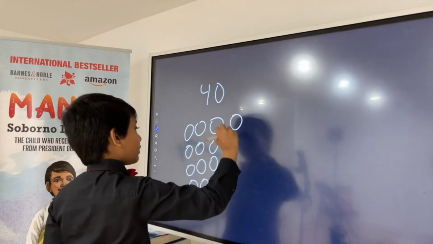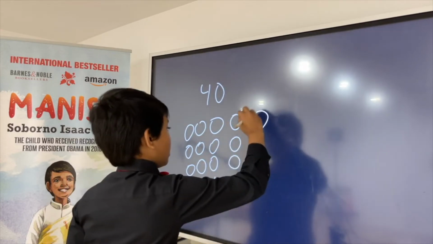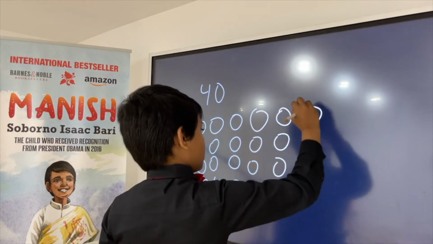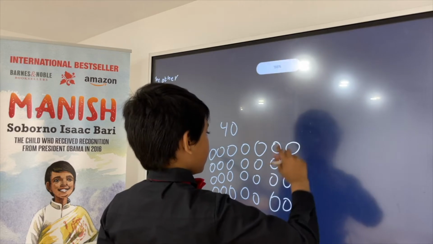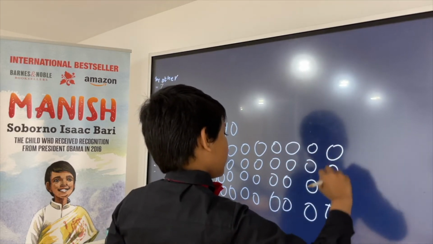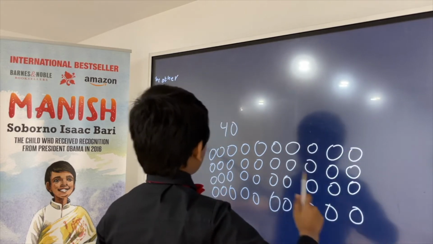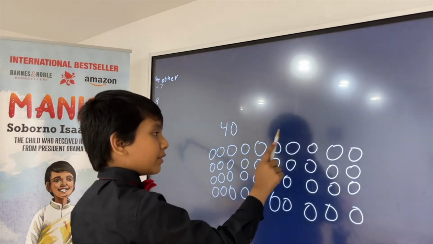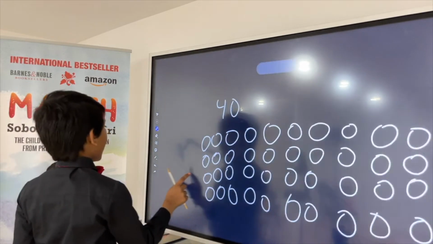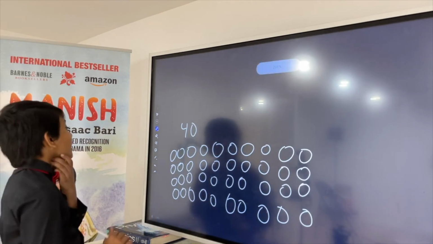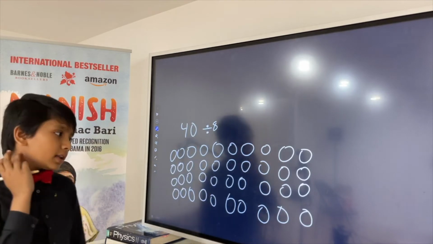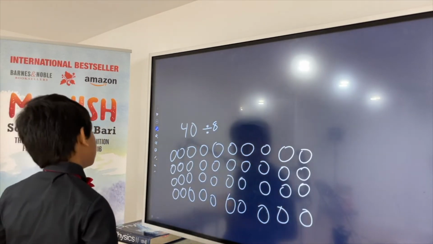Only 1/5 of the way there. Halfway there. 24, 28, 32, 36, and this should be 40. 1, 2, 3, 4, 5, 6, 7, 8, 9, 10 by 4. Alright, that's 40 circles. And so now, what I'm going to do is divide this by 8.